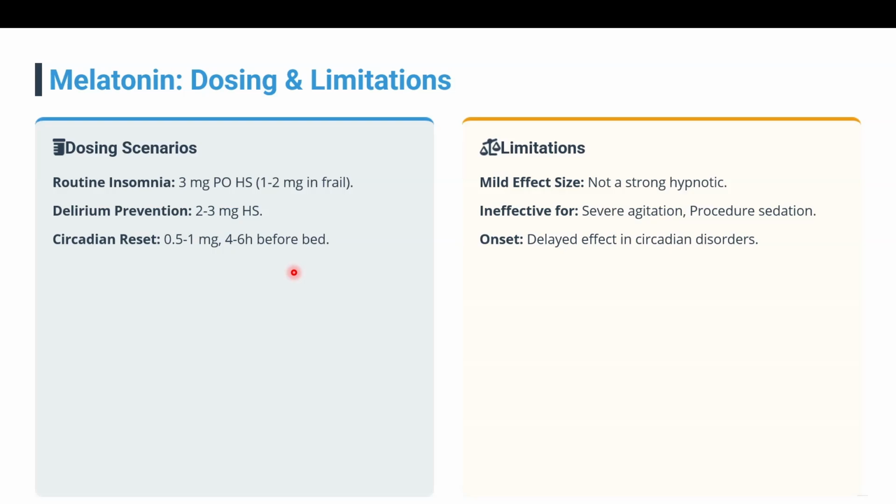There can be a few common side effects with the use, such as headache, dizziness, nausea. There will be vivid dreams. There will be mild next day grogginess. All these kinds of things can happen with melatonin.